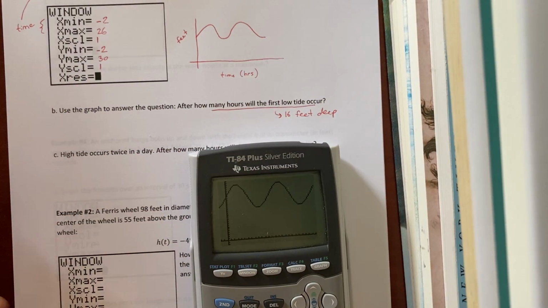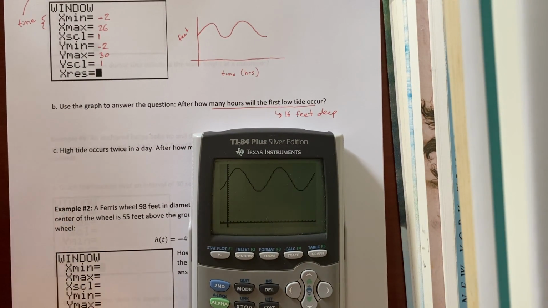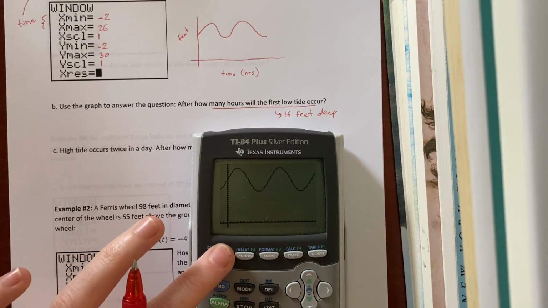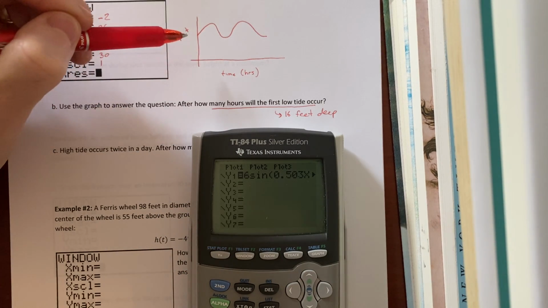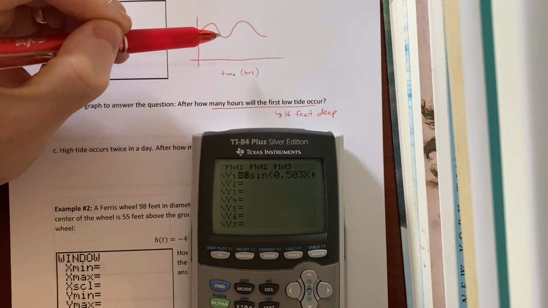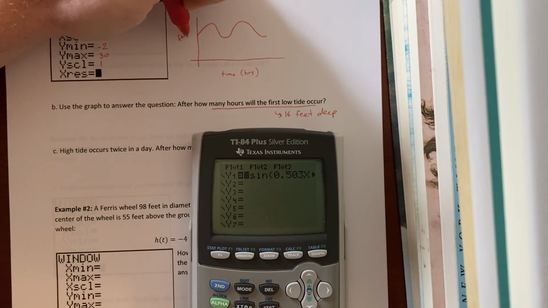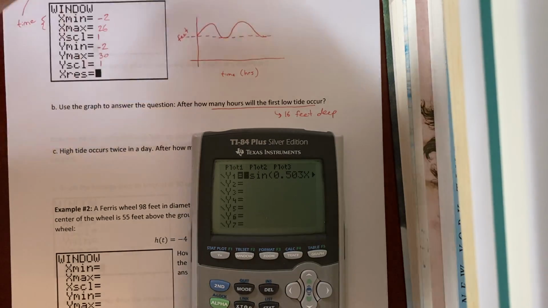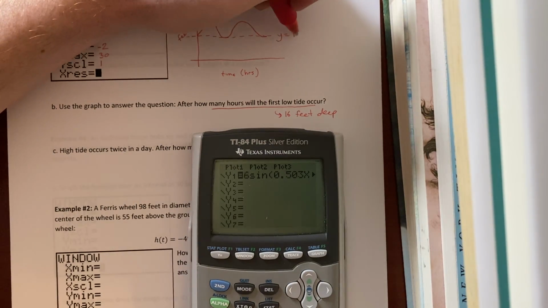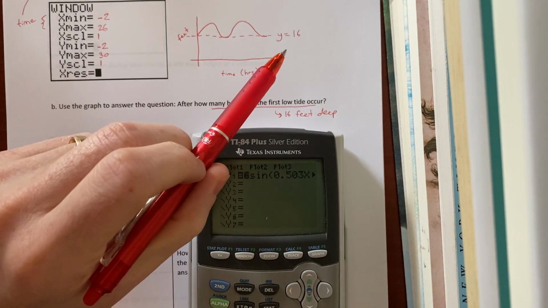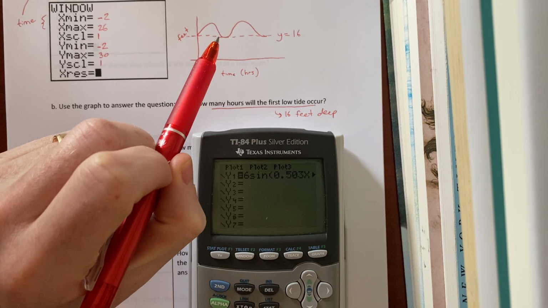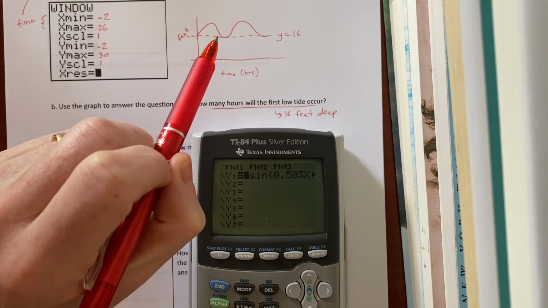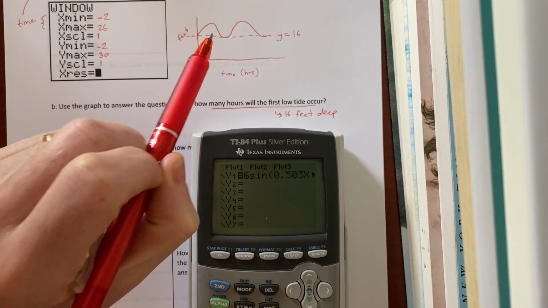Once again, my calculator is going to do all of this work for me. I'm going to go back to y equals, and I want to figure out when the depth of the water is 16 feet. So when is it first at 16 feet? What I'm going to do is have my calculator graph a horizontal line, y equals 16. If I can graph that horizontal line and find the intersection point, it's going to tell me exactly how long after that it is going to finally be the first low tide.